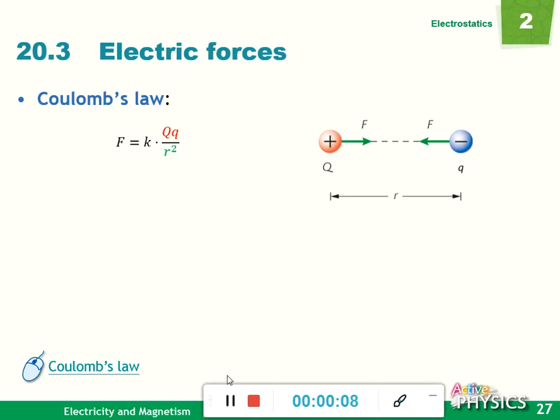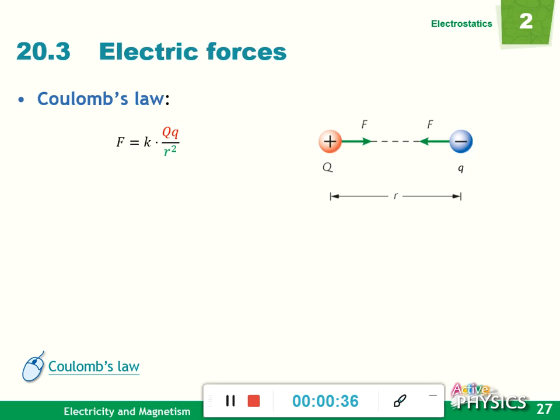Hello everyone. Textbook page 25, 20.3, electric forces. At the beginning, we know that like charges will repel each other, and unlike charges will attract each other. We can say that there is a repulsive force and an attractive force. But if they are far away from each other, we find that the force is not large.